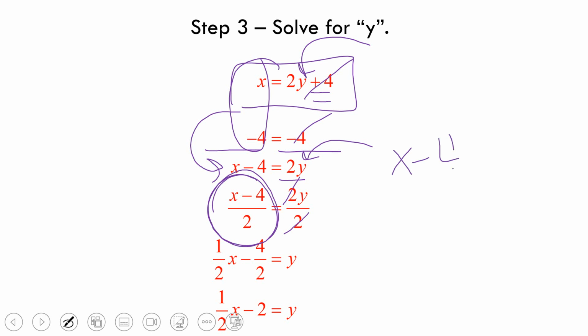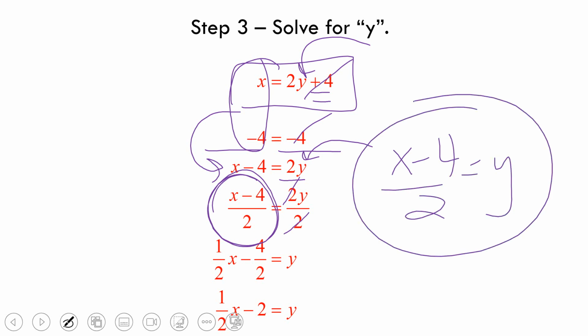If you leave it like this, you're not wrong. This is not wrong. You may want to make it prettier and share the 2 with both the left and right, and that's how you get to this part. I shared it with the left and right, but they're equivalent forms.